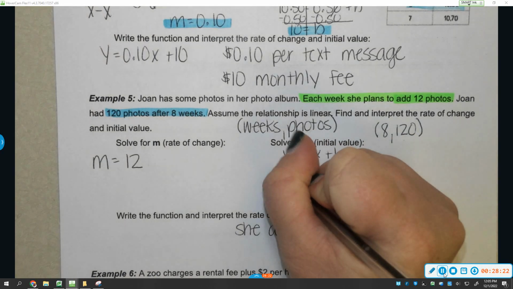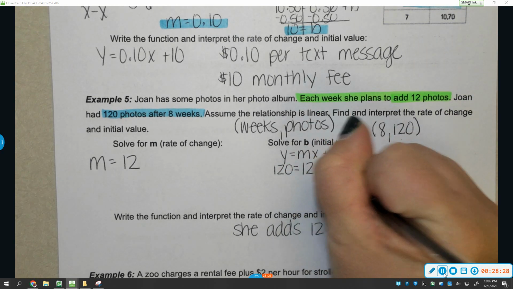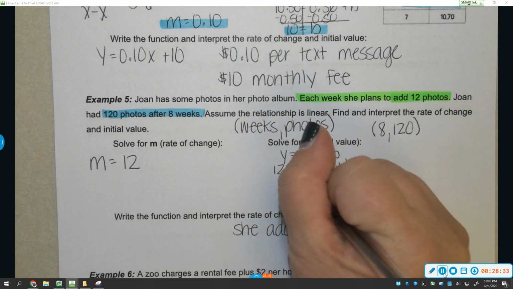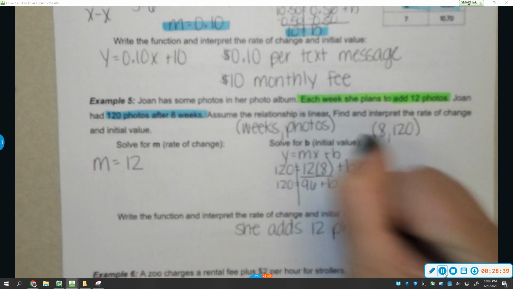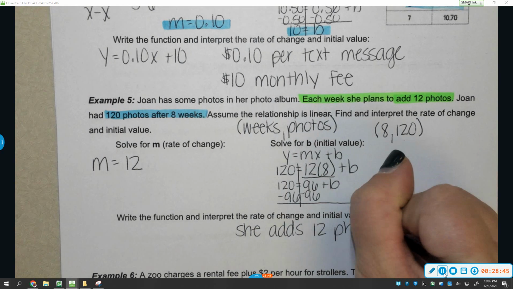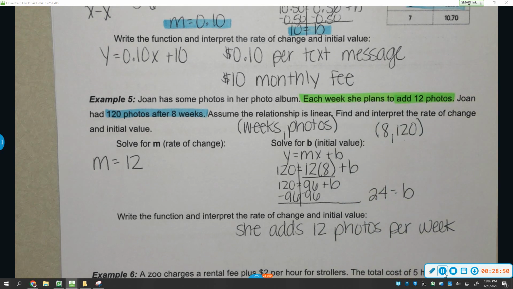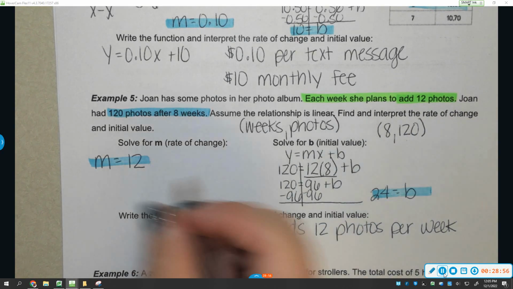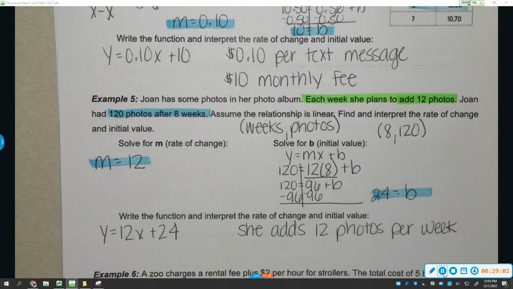So Y, 120, equals M, or 12, times X, or 8, plus B. I first simplify by multiplying, so 120 equals 96 plus B. To get B by itself, I subtract 96 from both sides, and B equals 24. So again, I have my M and I have my B, so I can create my equation. Do not forget to write your equation on your homework.